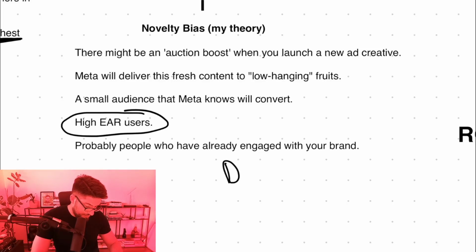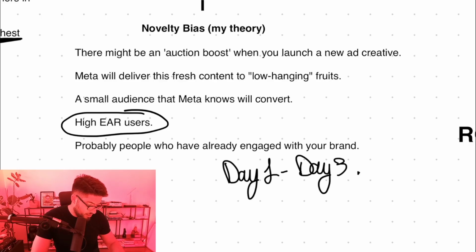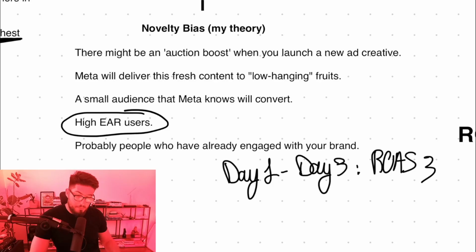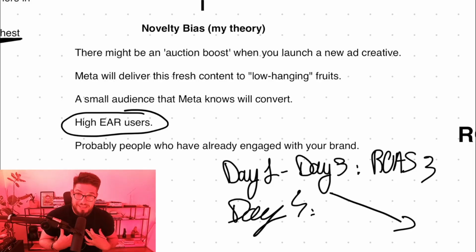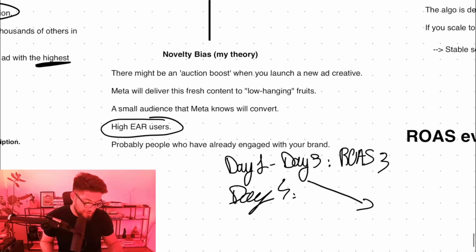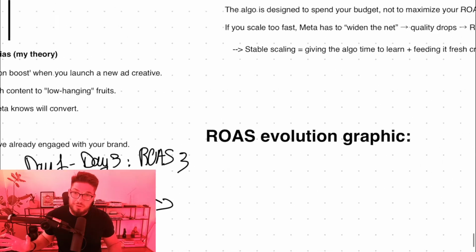So you will see day 1 to day 3 of launching a new ad, maybe you see ROAS 3. But then in day 4, the ROAS will go down. Typical thing. It is a pain in the ass. I might think the same as you, but this is a theory that I have about the algorithm, okay?